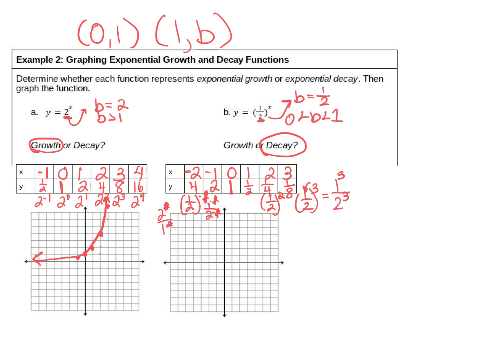All right, let's graph it. (-2, 4), (-1, 2), (0, 1), (1, 1/2), (2, 1/4). See, I'm getting real close. And (3, 1/8), so here's my decay function.